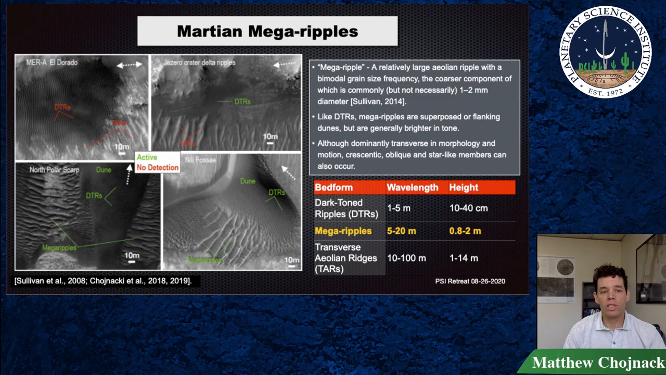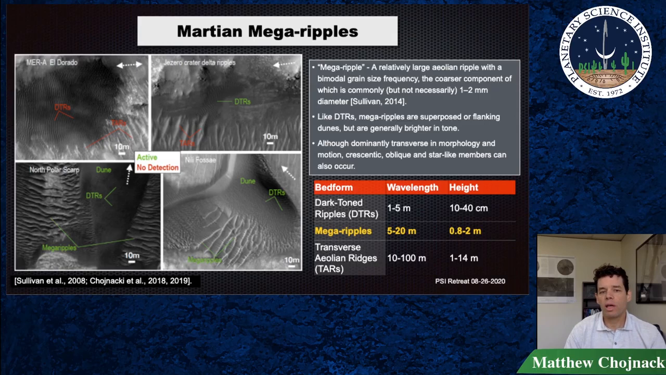The top right shows Jezero crater, where there were some dark tone ripples right on the edge of the delta that were found to be active, but there's other TARs that were not. The bottom two plots show different Aeolian systems that are much more active, where all the bed forms labeled there are active. The ripples, dunes, and then the mega-ripples that you can see are quite different than the other bed forms in those images. Also, you'll notice the crests tend to be a little brighter.